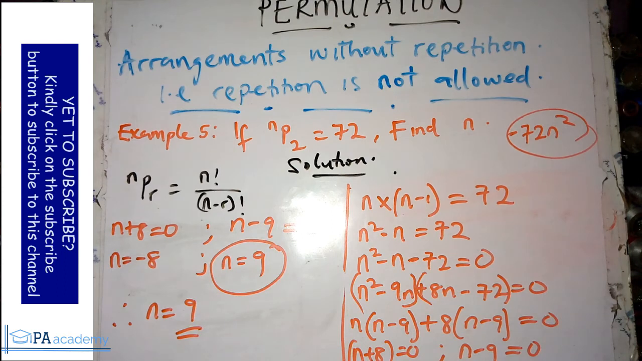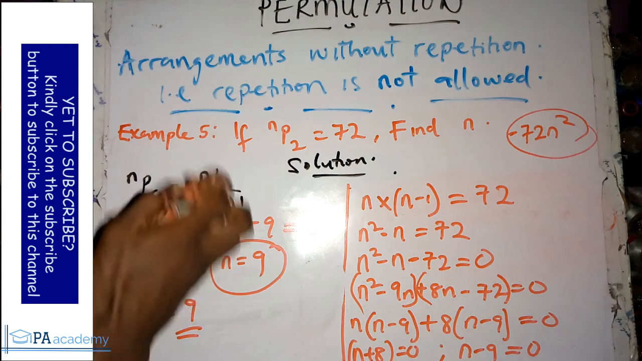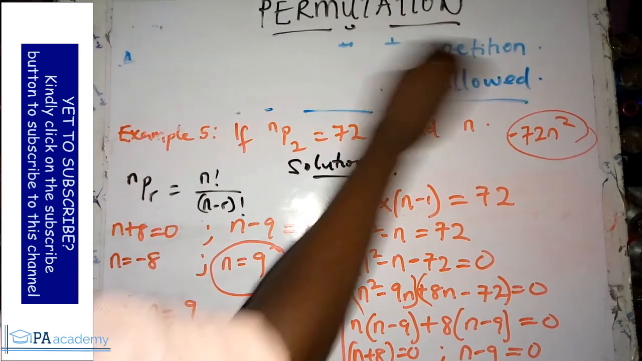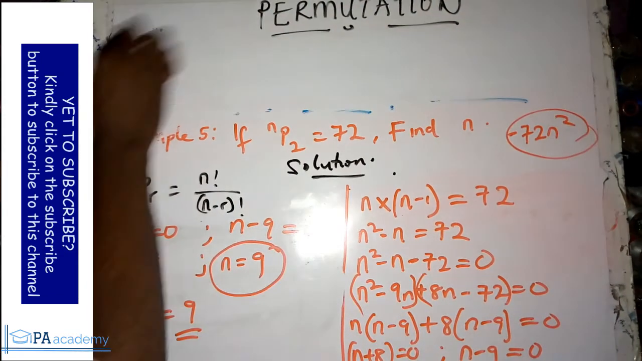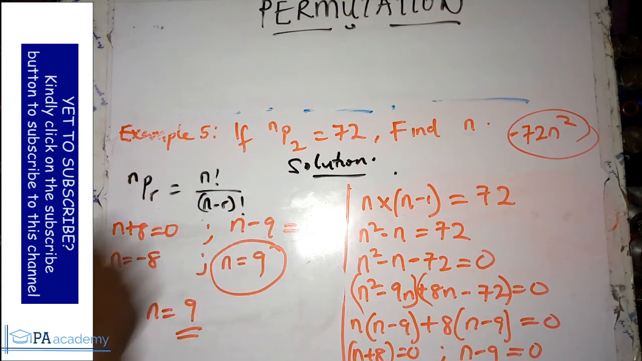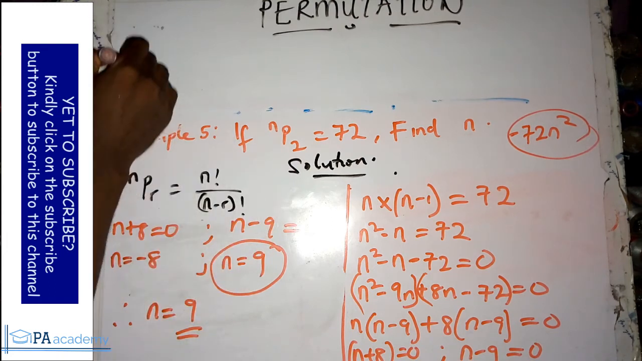Now for us to be sure that what we have just done is correct, let me rub off the top part and see if we arrive at 72. So now let's substitute the value of 9 for n. So that means we are having 9.